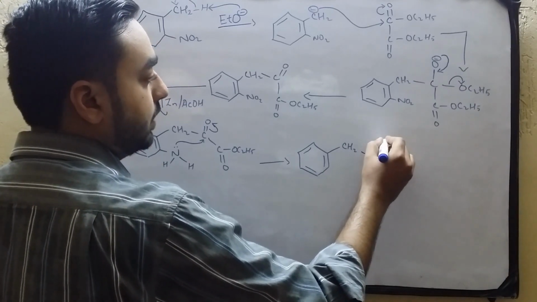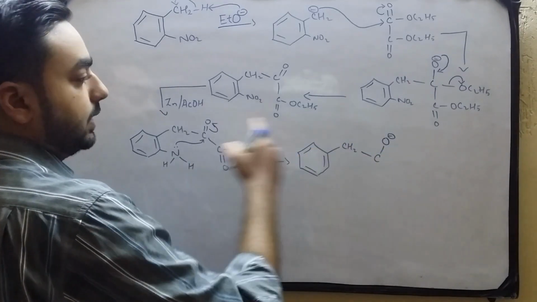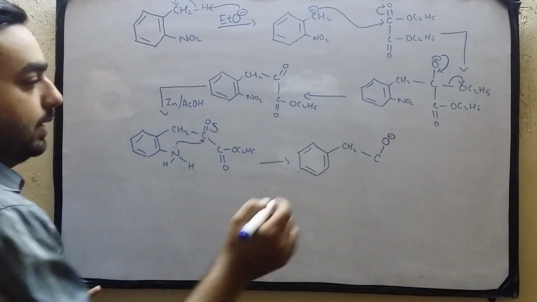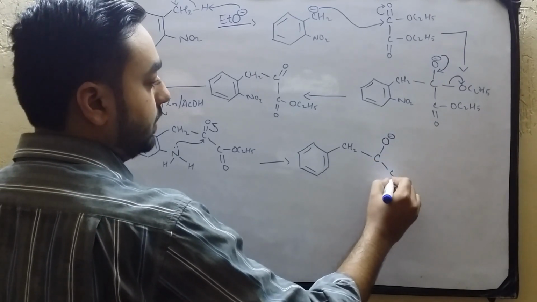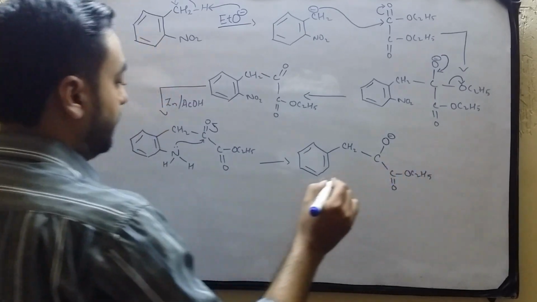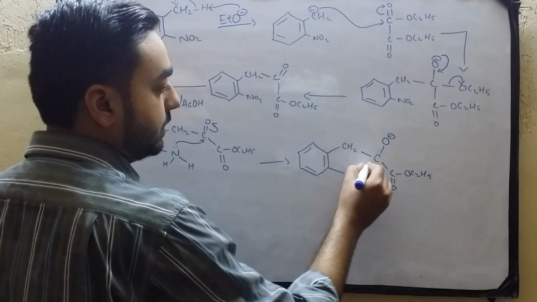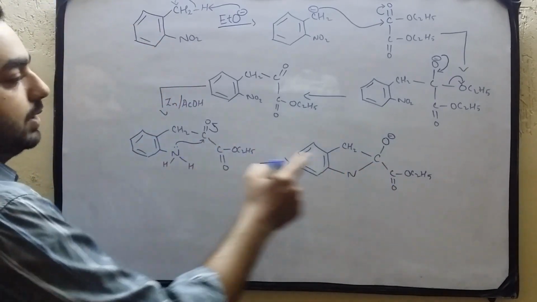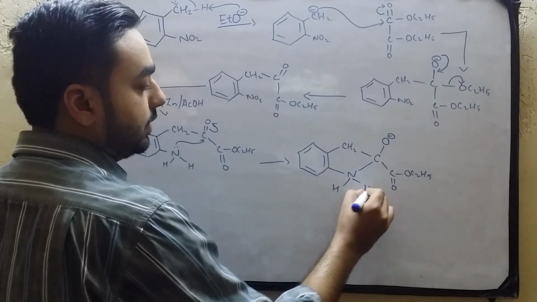Here this bond has been shifted on this oxygen, and the remaining parts as it is, C double bond O, OC2H5, and here bond has been established between this nitrogen and this carbon, and as it is.